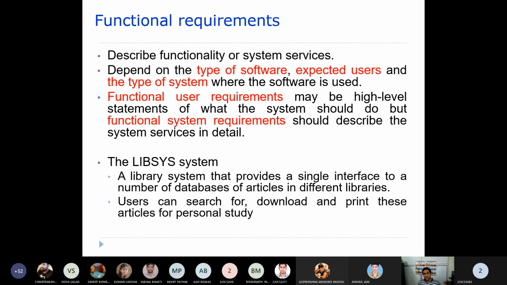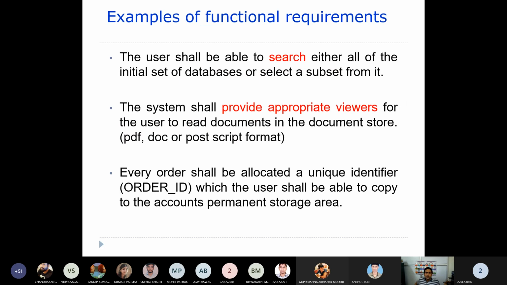So this can be a system example, exactly what a system is, for which we will see how the functional requirements and non-functional requirements can be. Now, the user shall be able to search either all of the initial set of databases or a subset of databases from the system. So the functional requirement here can be that the user can choose 1 or 2 databases, or use all of the databases, to search the document, the book or an article.